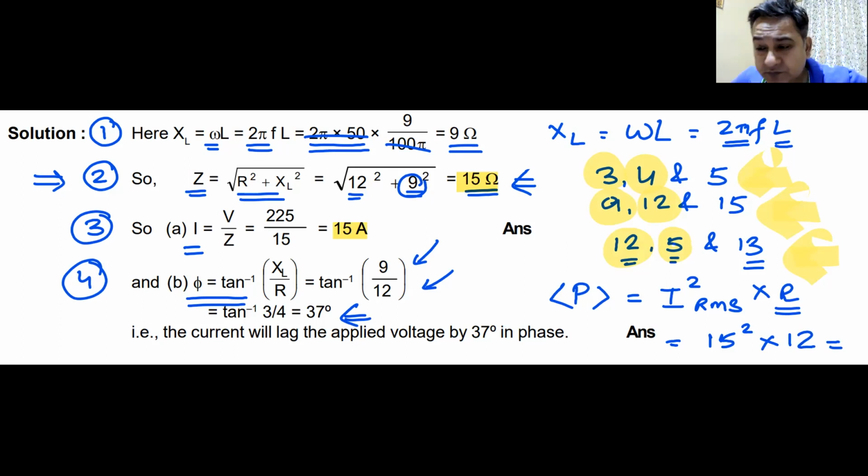Apart from this, there cannot be any question that can come, whether it is an LR circuit, an RC circuit, or an LRC circuit. So please remember this. I'll give you a minute to note this down. If you have any problems, please ask.